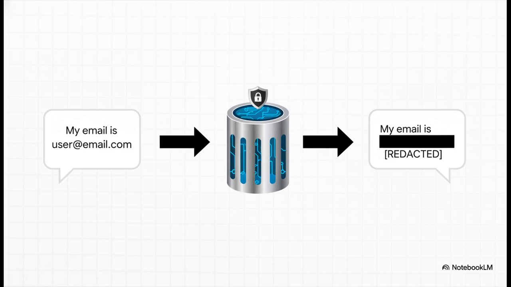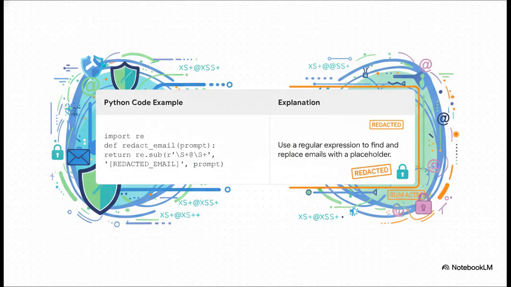All right, our next job for the input guardrail is just as crucial: protecting user privacy. We never want to process or store a user's sensitive personal info. Things like email addresses, phone numbers, credit card numbers, unless it's absolutely necessary and handled with extreme care. Our guardrail can help automate this protection. So how do we do it? Let's check out the code.